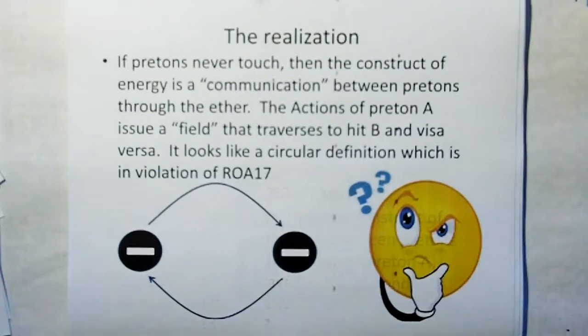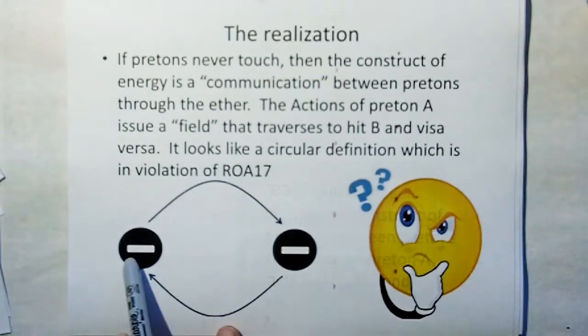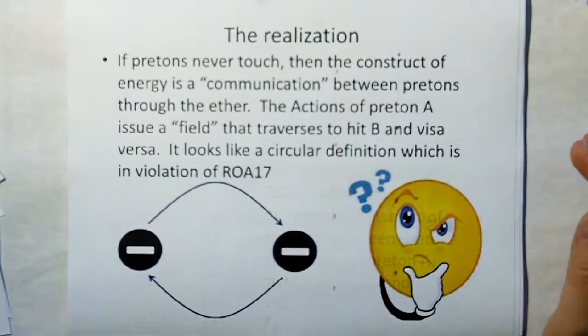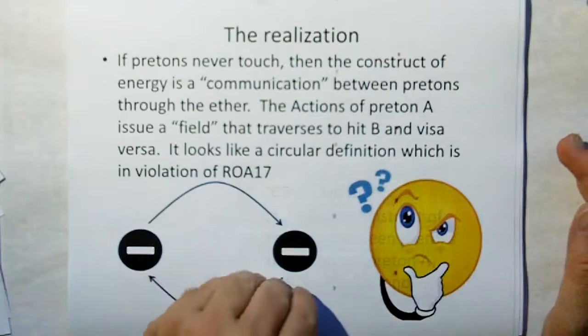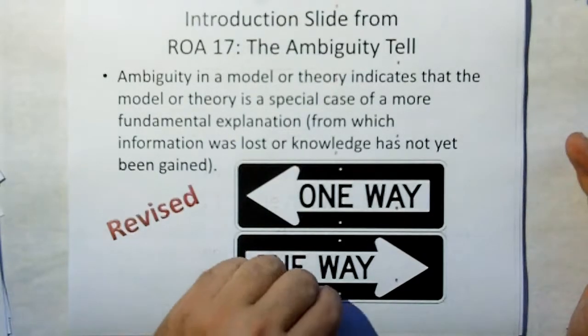If protons never touch, then the construct of energy is really a communication between protons through the ether. In other words, the action of proton A issues a field that traverses to B and vice versa. But it looks like a circular definition, which is in violation of rule of acquisition 17. And this is just the introduction slide. You can read that on your own.